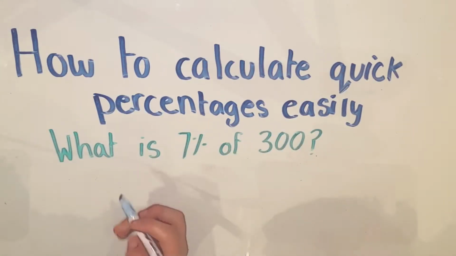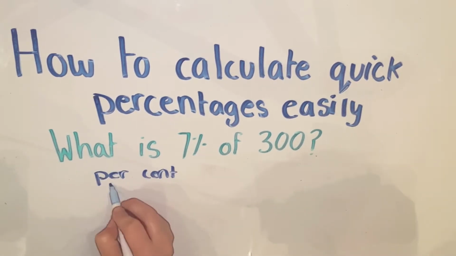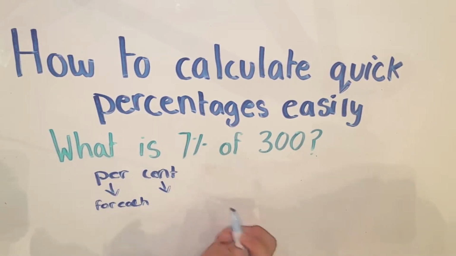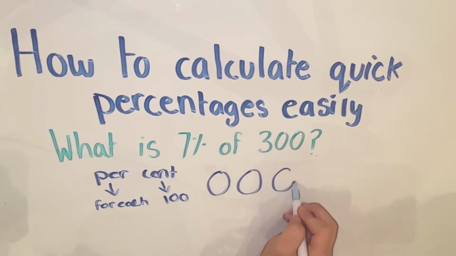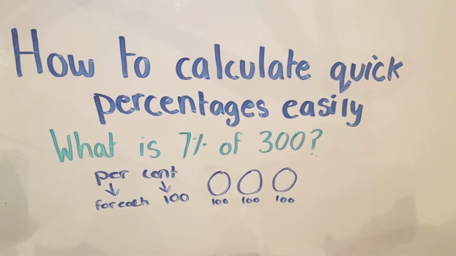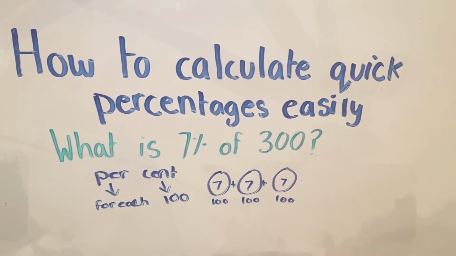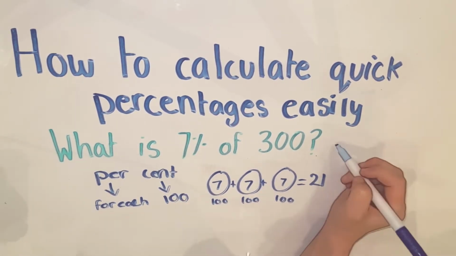7% of 300? To figure that out, first we have to know what percent actually means. As we know it, per means for each, while cent is actually a Latin root word that translates to 100. And how many hundreds do we actually have? We have 1, 2, 3 100s. So 100 here, 100 here, and 100 here. And how many in those 100s do we have? 7. So 7 here, 7 here, and 7 here. And adding those all up, it equals 21. So what is 7% of 300? 21.